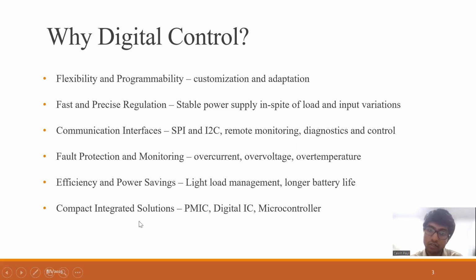And then another factor is compact integrated solutions. Now, in analog control, you have resistors and capacitors, they're very bulky and take a lot of space. But you see all your mobiles, they're so small. You see the digital watches, they're all so small, so compact.